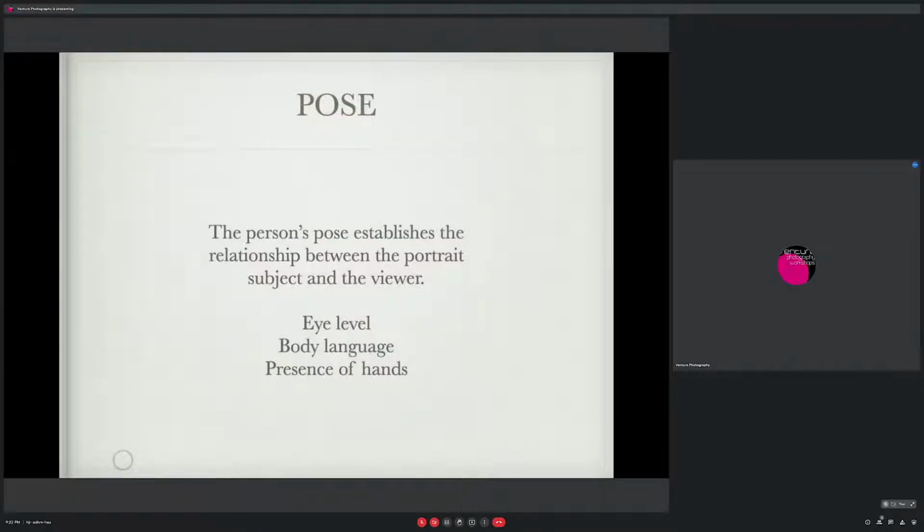So with the pose, we're establishing the relationship between the portrait sitter and the viewer. And the viewer basically is you, the photographer, because where you stand in relation to the person's eyes affects how the viewer is going to react to that person in the portrait that you create. So you're looking at eye level, you're looking at their body language, you're looking at what they're doing with their hands as well. Hands is a really sticky point for a lot of portrait photographers because you need to do something with hands.